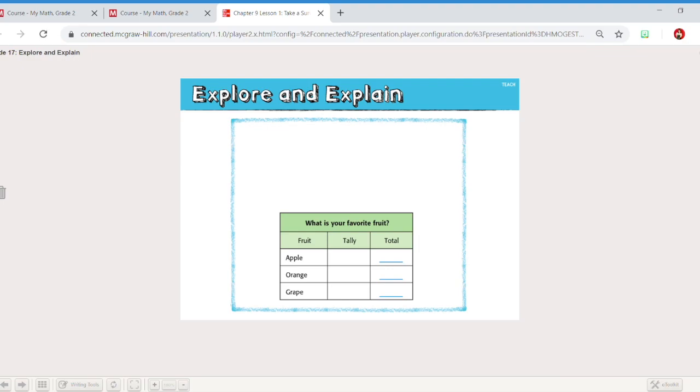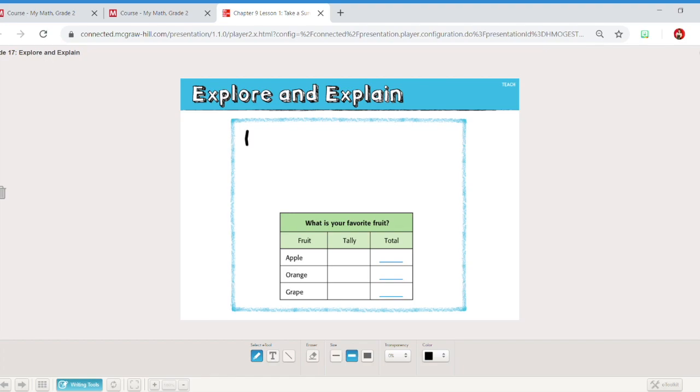In your packets, you're going to see this question here. I want you to actually ask family members, peers, or classmates near you. You can call them or find data for what their favorite fruit is. When you're asking, you can't just say, what's your favorite fruit? Because they might say something that's not on your chart. So you have to come up with a question that they know specifically what their choices are.